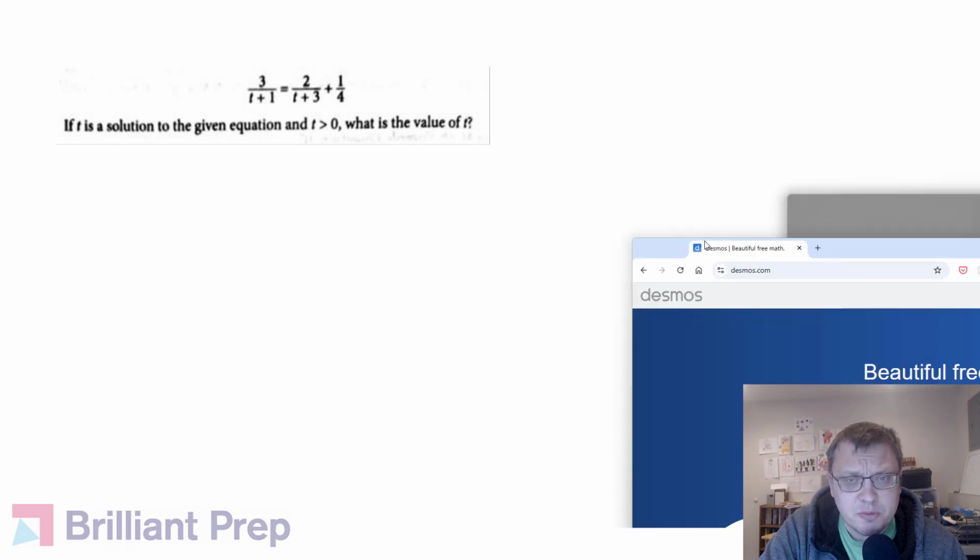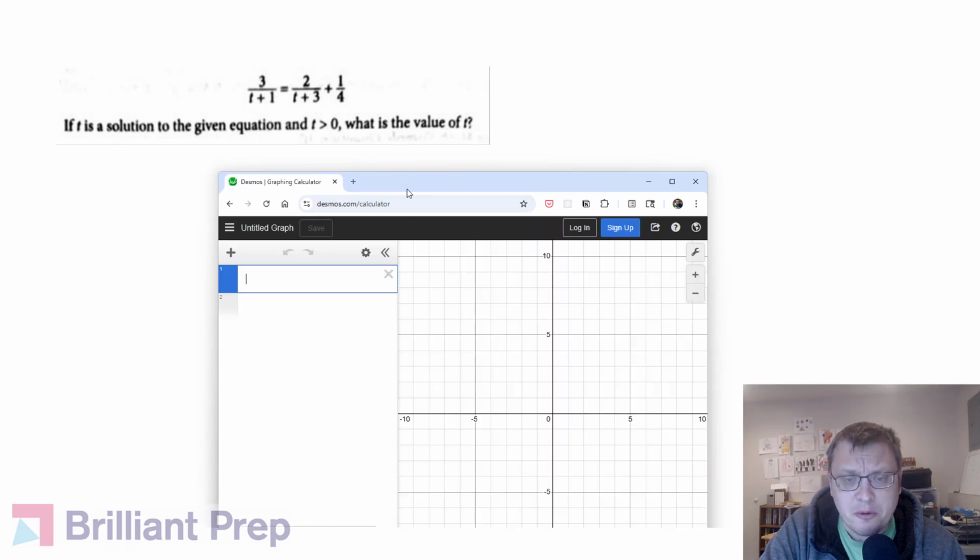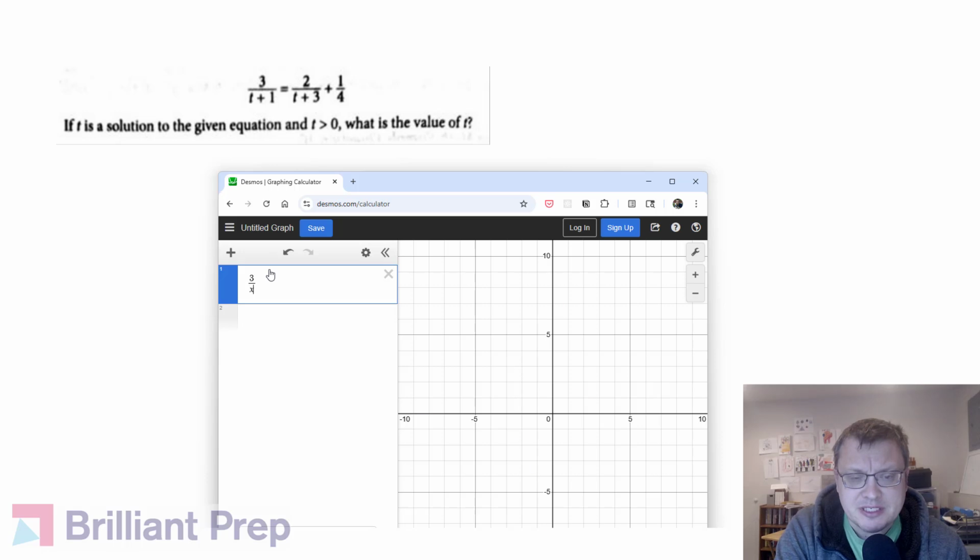For this question, we could just put this into Desmos. I will show you another way to do it by hand, but Desmos is pretty tempting here because we don't have to worry about doing the actual math. So that's cool. So I'm going to put this into Desmos.